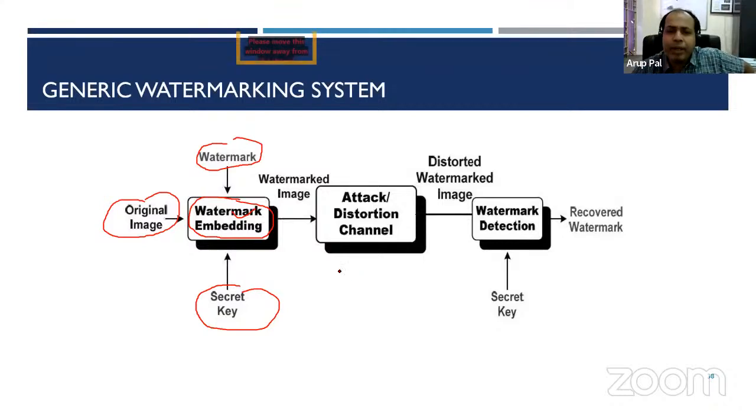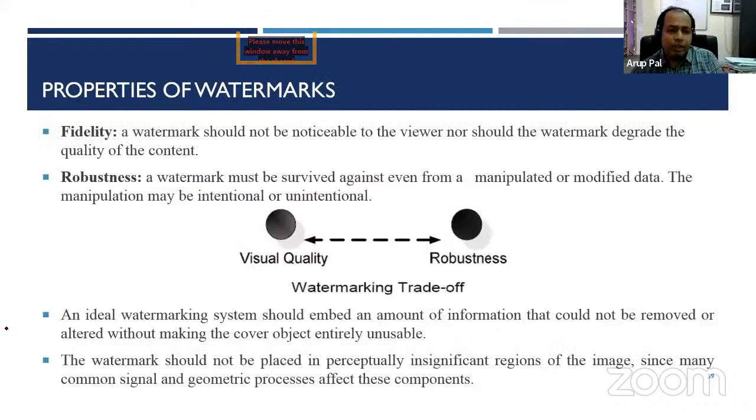Now, generally what happens? You are transmitting this content over the internet, and an attacker can capture this particular thing. They can do any kind of attacks, and at the receiving end, if you can recover the watermark, then you can say that your purpose is fulfilled in this particular process. So here, this is the property, that is, fidelity versus robustness. If you give more importance to the visual quality, your robustness will be compromised. If you give more emphasis to the robustness, the visual quality will be compromised.